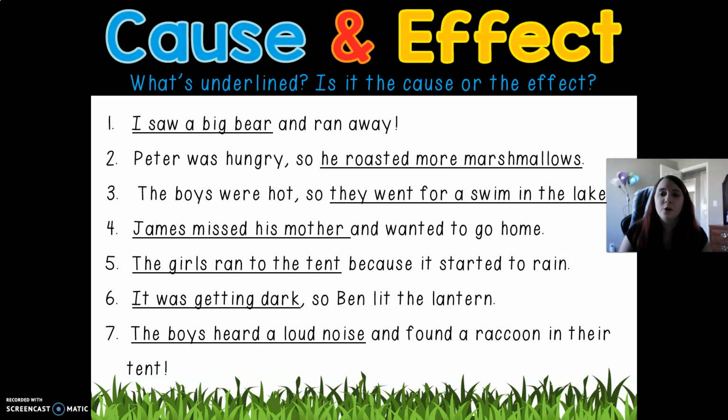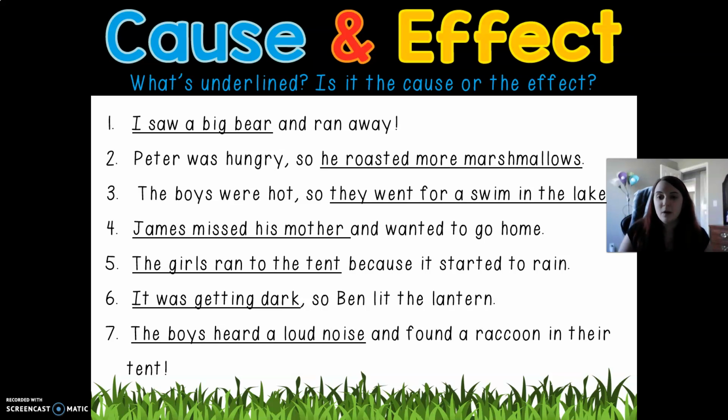Number 5, the girls ran to the tent because it started to rain. The because gives you a clue that that second part is the cause, which means number 5 is effect. The girls ran to the tent. That's the what happened. Number 6, it was getting dark, so Ben lit the lantern. The correct answer is cause. That is the why. It was getting dark, and what happened was Ben lit the lantern.